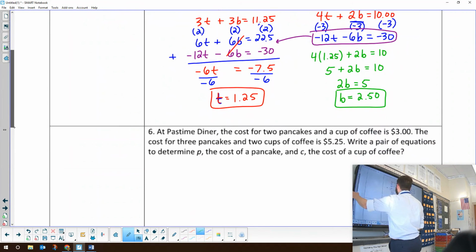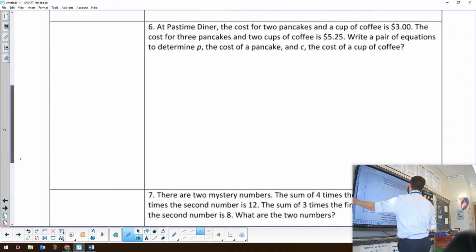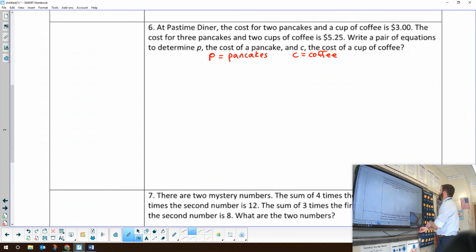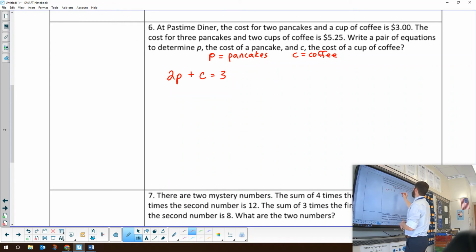All right, this is going to be our last problem here, number 6. At Pastime Diner, the cost of 2 pancakes and a cup of coffee is $3. So, pancakes, we're going to use P. Coffee, we're going to use C. Okay? And then the cost for 2 pancakes and 1 cup of coffee is $3. And the cost for 3 pancakes and 2 cups of coffee is $5.25.